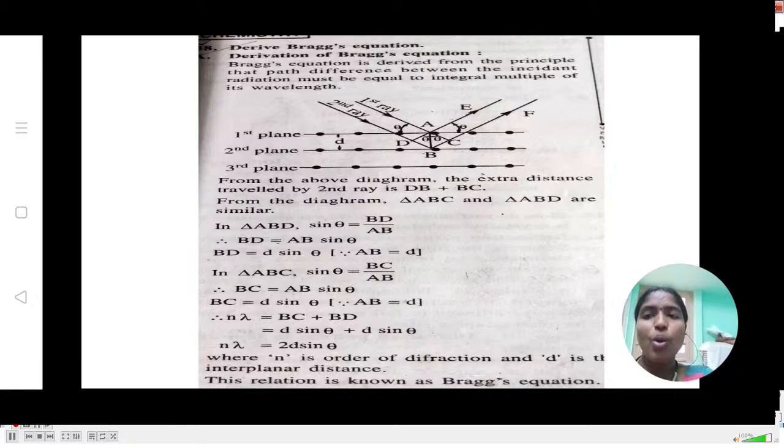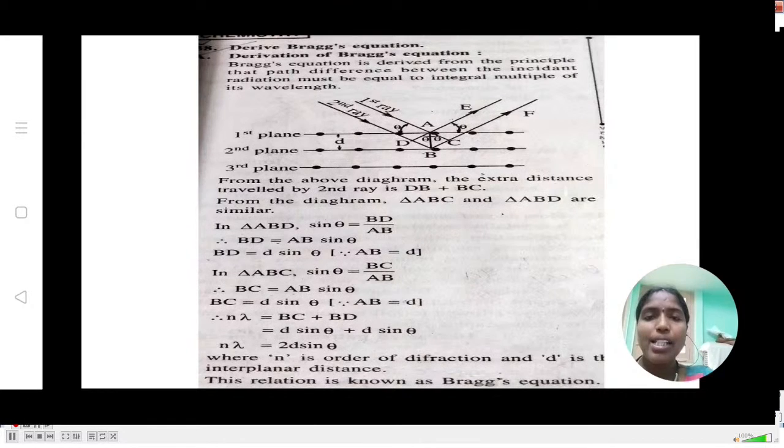So finally we get n lambda is equal to the extra distance traveled by the second ray, that is BC plus BD. BC is d sin theta and BD is d sin theta. Adding these two, we get 2d sin theta. So n lambda is equal to 2d sin theta. This is Bragg's equation.